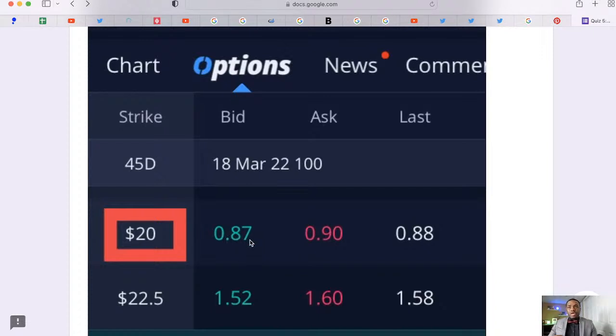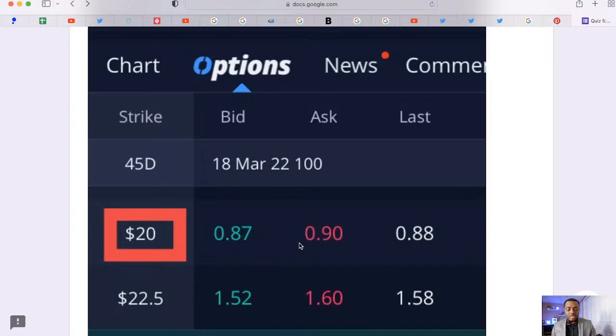So remember, a put option contract, we're thinking about selling it. Someone else is thinking about buying it. The people who are trying to buy it are trying to pay 0.87. The people who are currently selling it are trying to sell it at 0.9. So the mid of those two ranges is about this. This is the last price that it was sold, right?